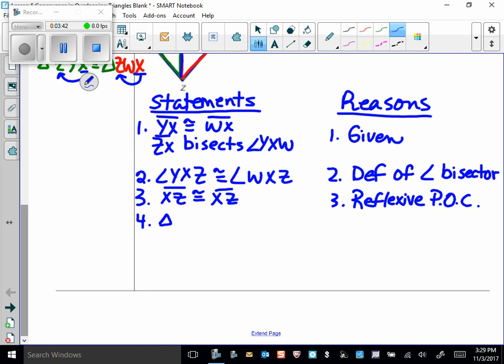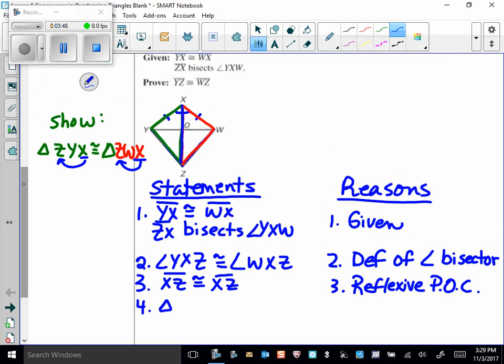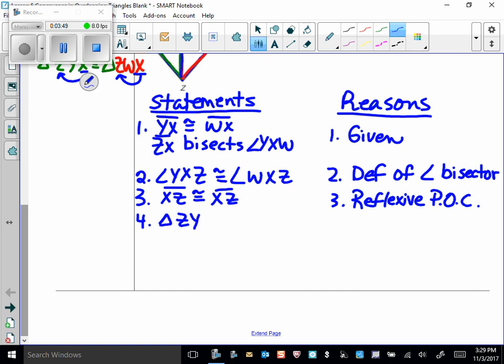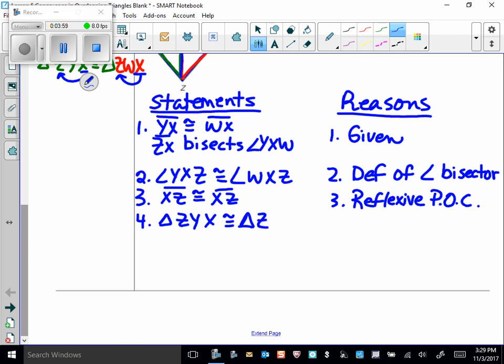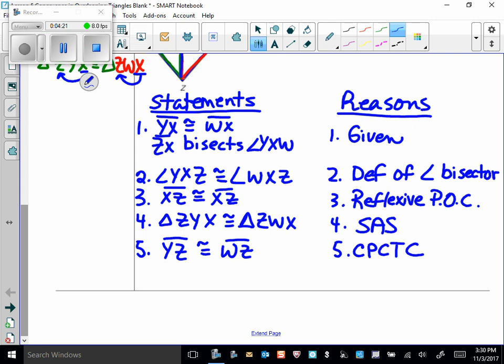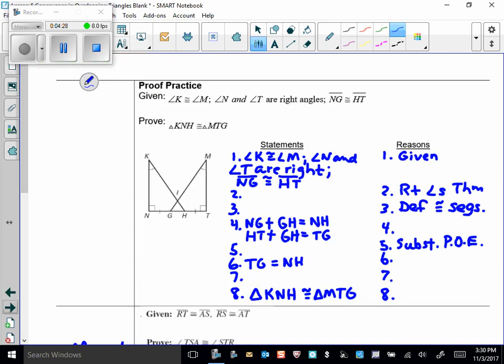And now I've got the two triangles that I was going for above. Triangle YXZ, well, I called it something else. I called it ZYX. Doesn't really matter. Triangle ZYX is congruent to triangle ZWX, and that's side angle side, right? Side angle side congruence postulate. And so finally, I know that those two parts, YZ and WZ, will be congruent because they're corresponding parts of congruent triangles. All right, so there we go with that first one. Pretty straightforward. Now the second one, a little more difficult.